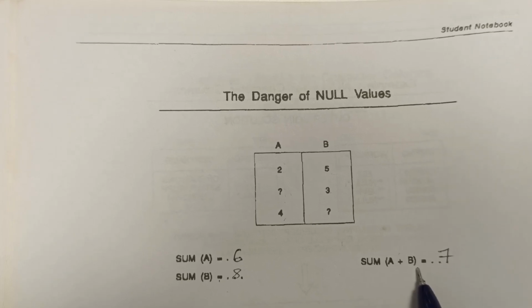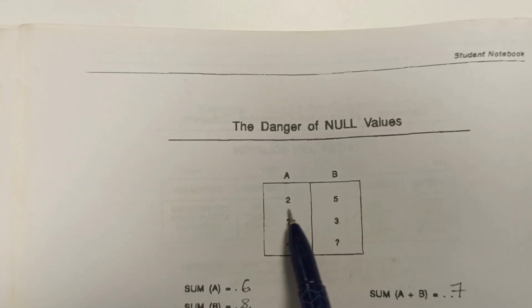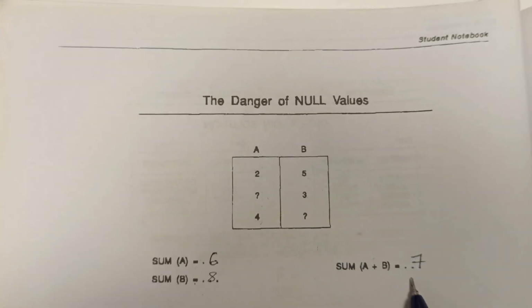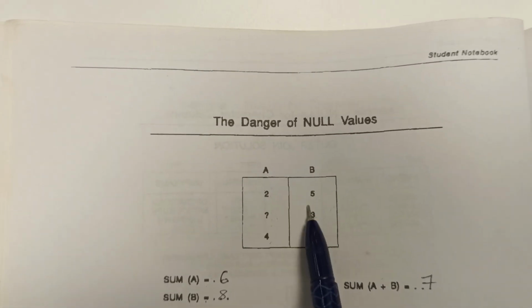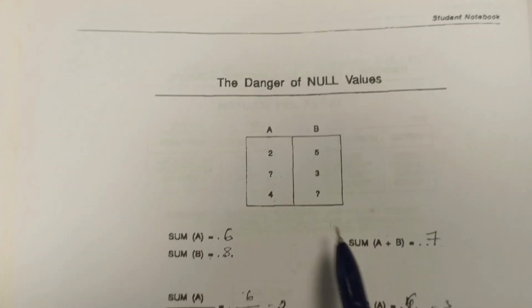Similarly, I have given sum of A plus B. Sum of A plus B means the sum of whatever the values are of A plus B. It will consider only the not null values. That's why it came to 7, 2 plus 5 is 7 here.